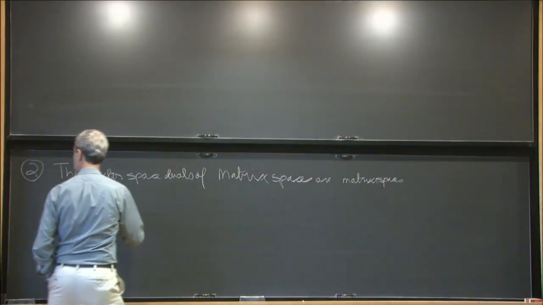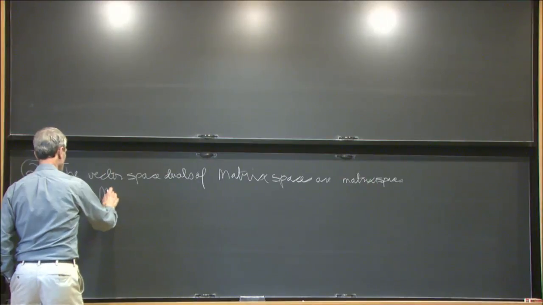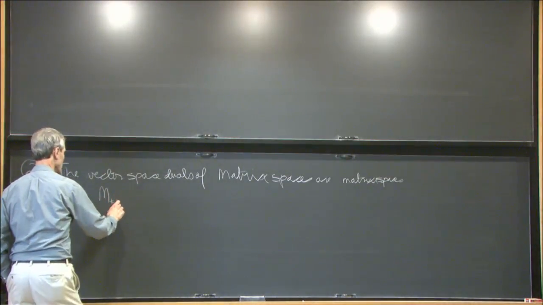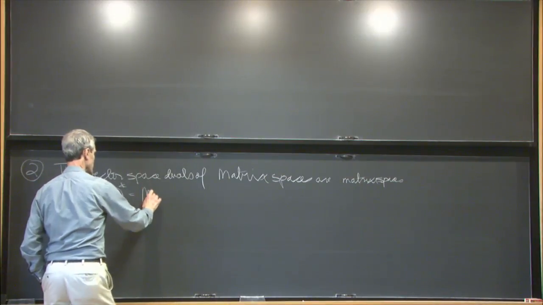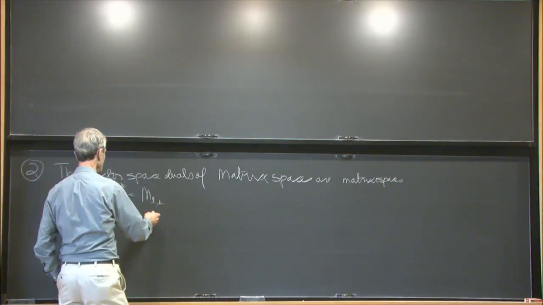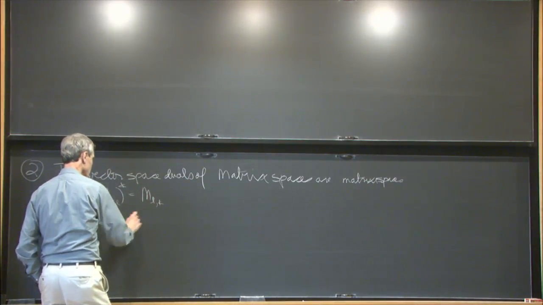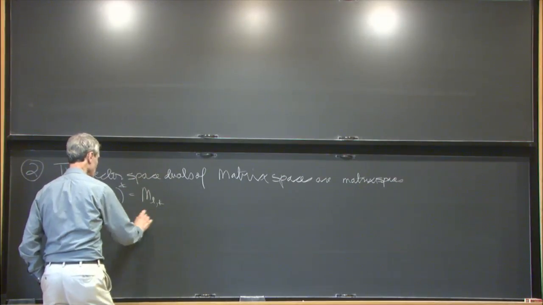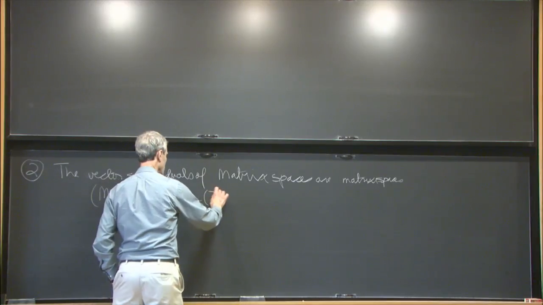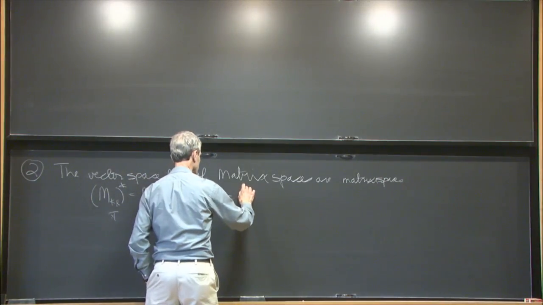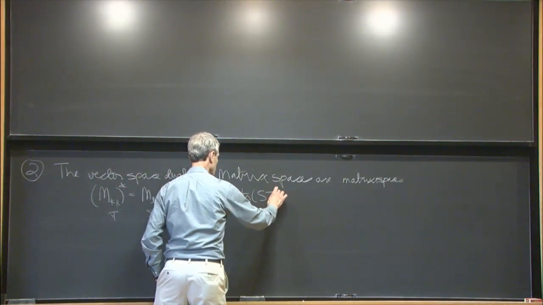So, for example, if we take the k by l matrices, the dual of that is the l by k matrices. If we take an S in here and a T in here, then we can define lambda_S of T to be the trace of ST.